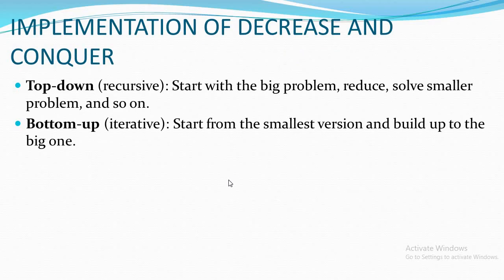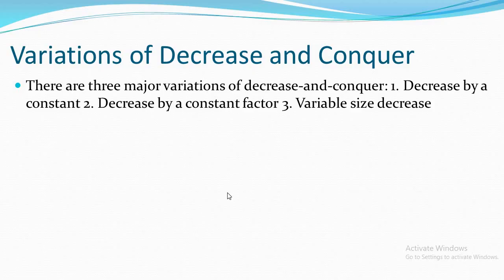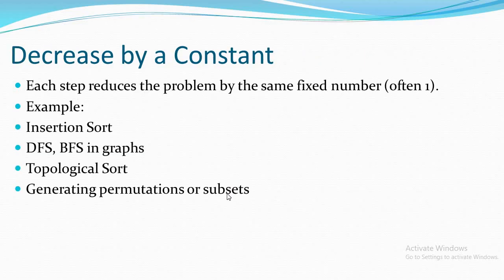Implementation of decrease and conquer method. The top-down approach starts with a big problem, reduces it, and solves the smaller problems. The bottom-up approach starts from the smallest versions and builds up to the big one. There are three variations of decrease and conquer: decrease by a constant, decrease by a constant factor, and variable size decrease.